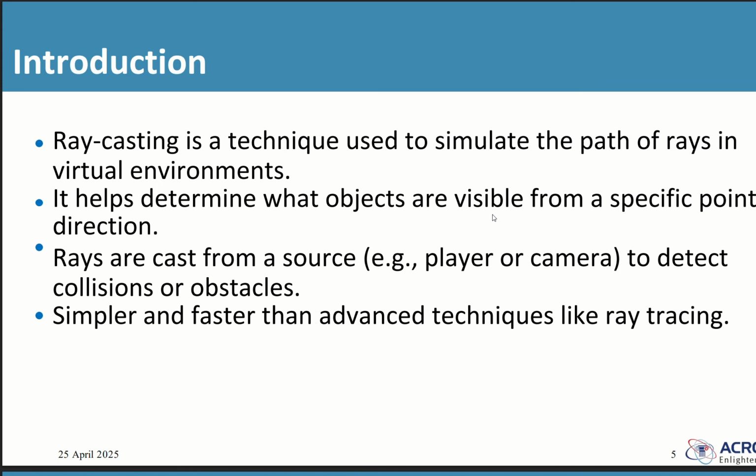Introduction. Raycasting is a technique used to simulate the path of rays in a virtual environment. It helps determine what objects are visible from specific points and directions. Rays are cast from sources, for example a player or camera, to detect collisions or obstacles. Simpler and faster than advanced techniques like ray tracing.